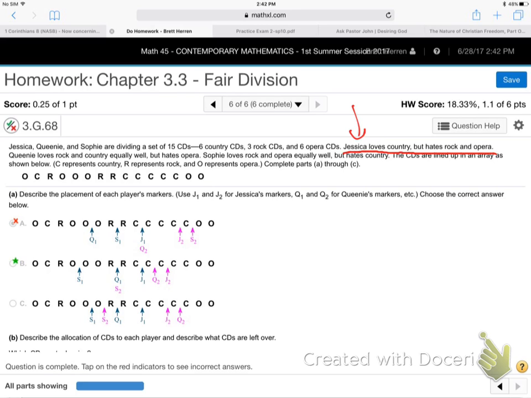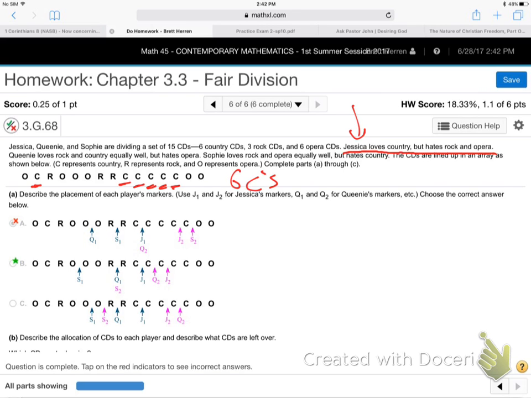So as you look at this collection of CDs, Jessica's looking at that one, that one, that one, that one, that one, and that's all she cares about. The rest of the stuff is garbage to Jessica, right? That's what it says there, we have on her glasses. She loves country, can't stand the other 2. So Jessica just looks up there and says, all right, how many countries are there total?